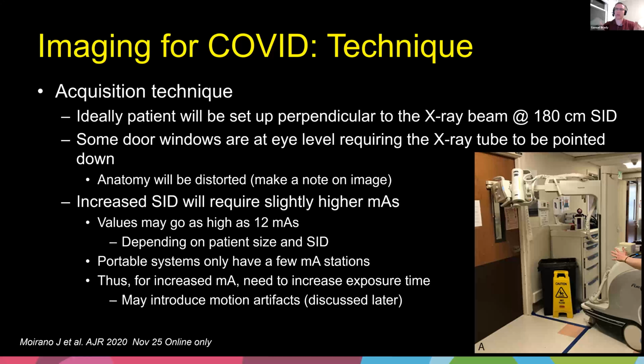So the problem with that is the longer the beam is on, there is obviously a lot of motion going on. They probably can't hold their breath. If they can hold their breath, that's great. But if they can't, there's involuntary motion. You've got cardiac motion, you've got lung motion.